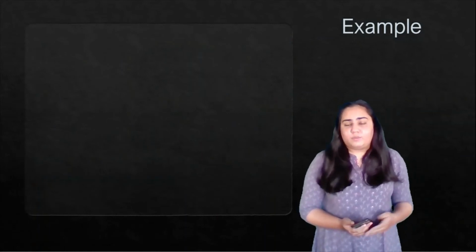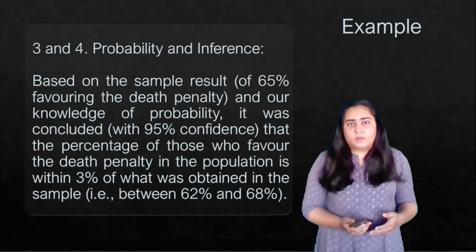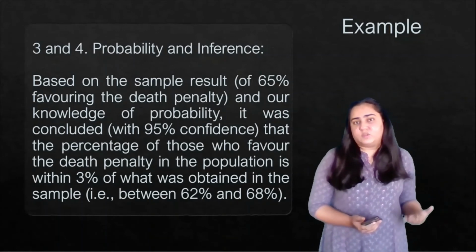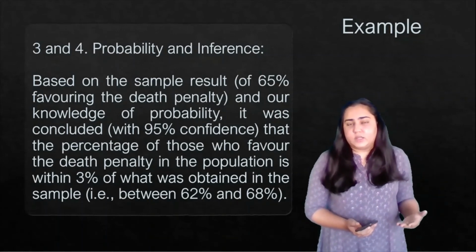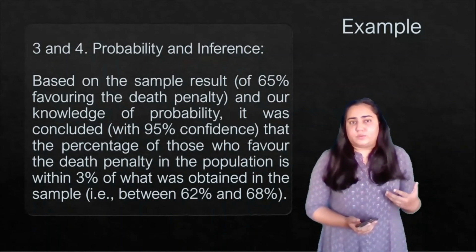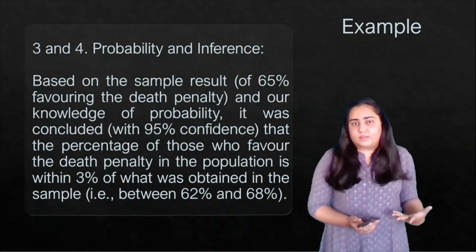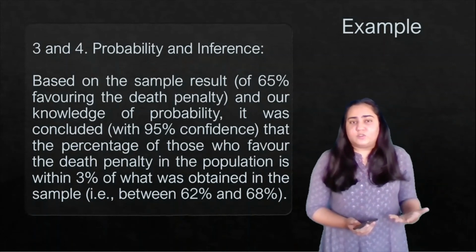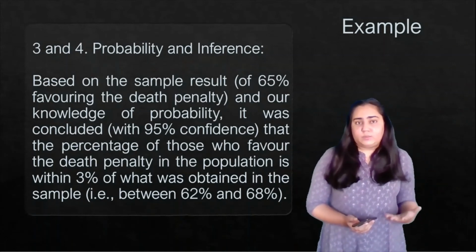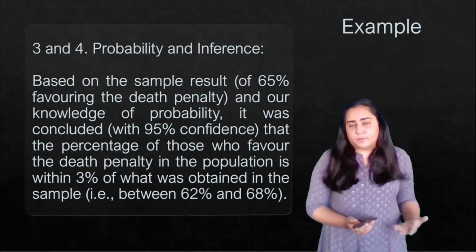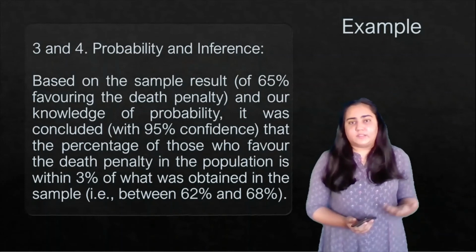And then we proceed to the next step, which is probability and inference. Based on this result, which is 65% of people favoring the death penalty, and our knowledge of probability, it was concluded with 95% confidence that the percentage of those who favor the death penalty in the population is within 3% of what was obtained in the sample, which means it is between 62 and 68%.